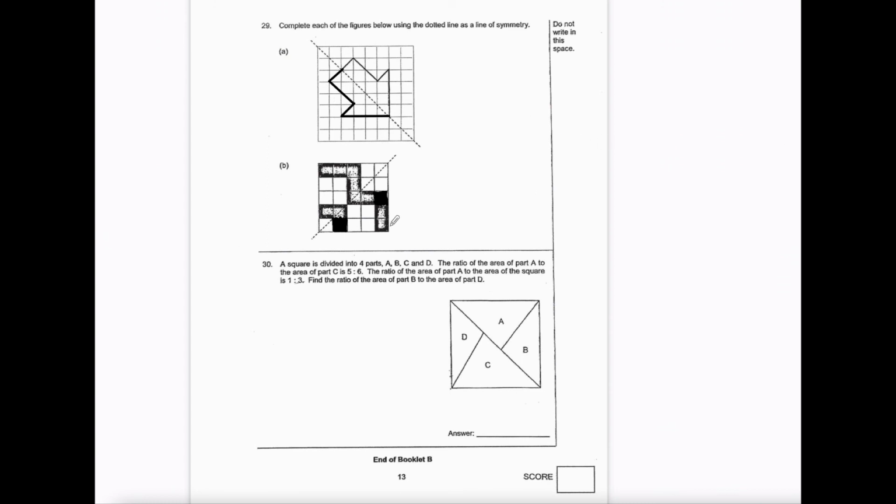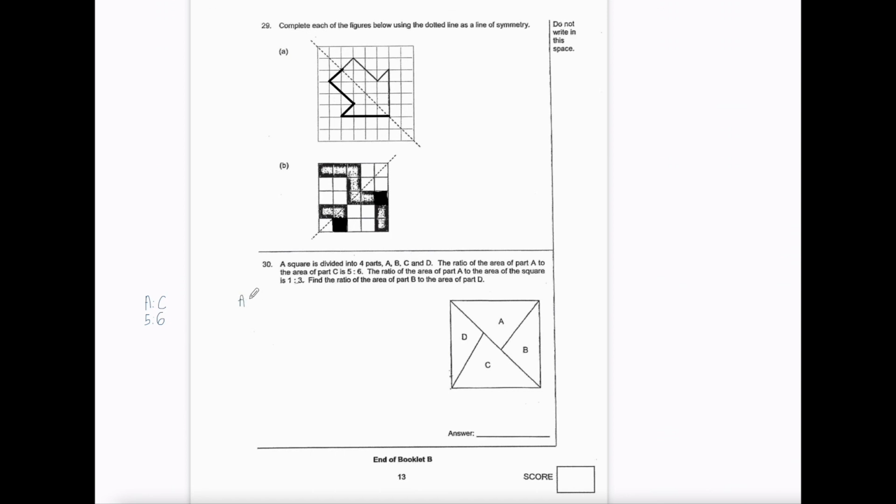Question 30. A square is divided into 4 parts, A, B, C, D. So without reading the question further, I'll know that A plus B equals D plus C, because A plus B is half the square. Okay, so with that in mind, let's continue reading. The ratio of the area of part A to the area of part C is 5:6. So let's just write it down so that we don't have to keep reading the question for the information. 5:6. And the ratio of the area of part A to the area of the square is 1:3.